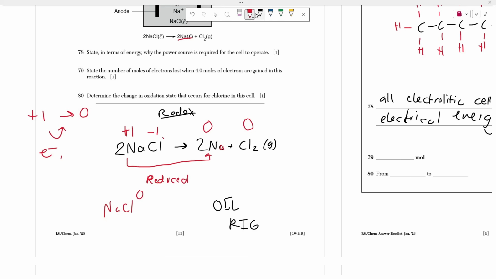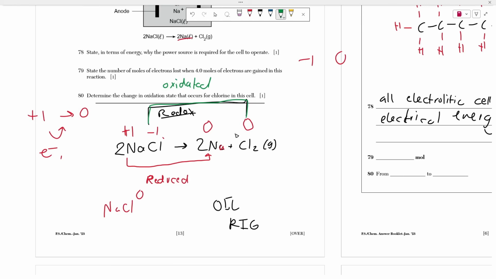If we look at this chlorine, it went from -1 to 0. So this lost an electron, right? Meaning that it got oxidized. How do you become more positive? Well, if you're -1, you're negative, and if you're 0, you're neutral. So how does that happen? Well, you go ahead and you lose an electron, right? So this got oxidized.